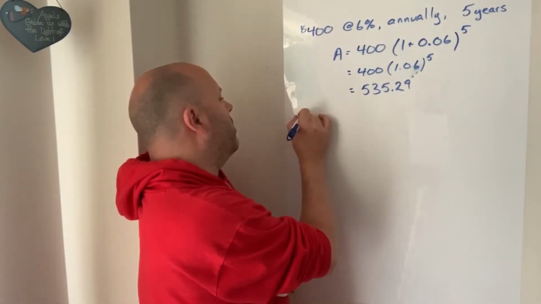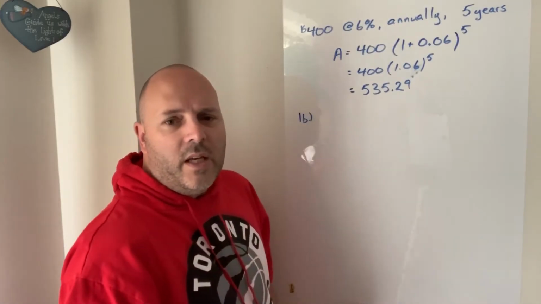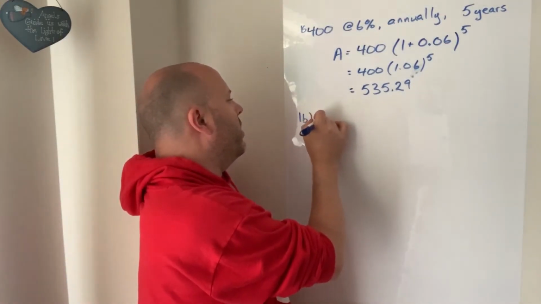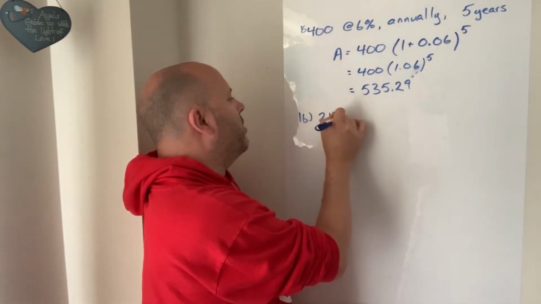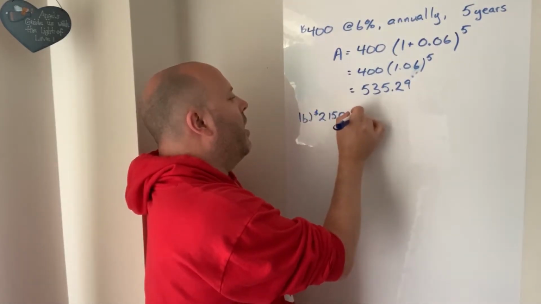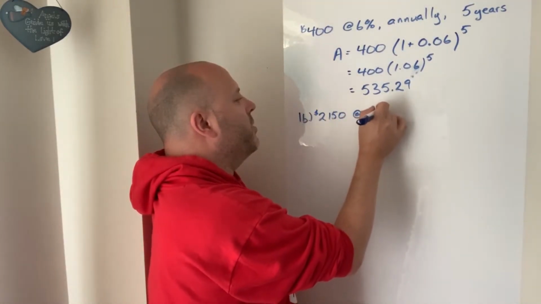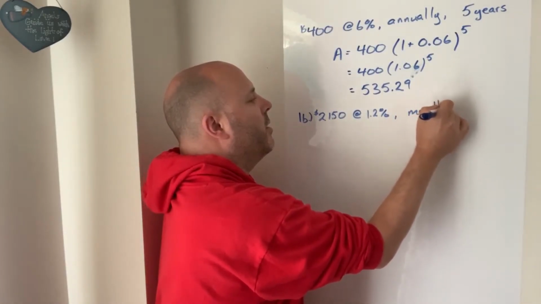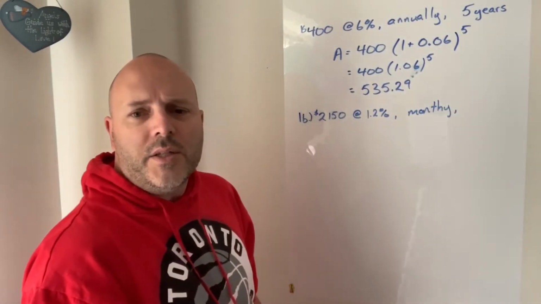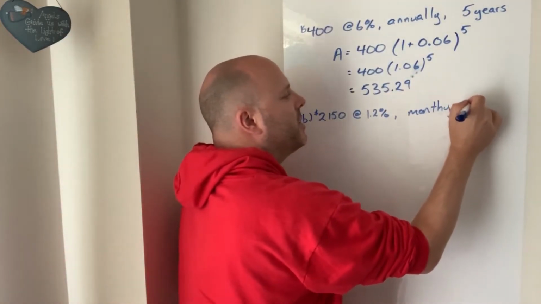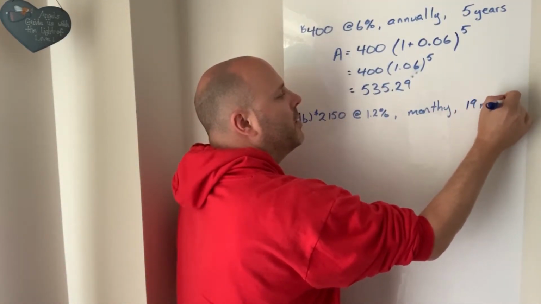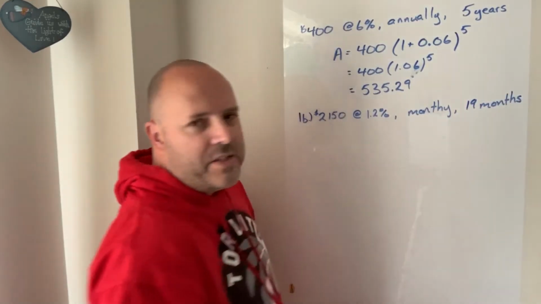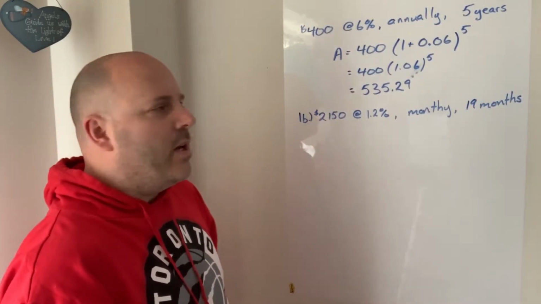This one is $2,150 at 1.2% compounded monthly. And how long is this one? For 19 months. That's all the important information we need to make the calculation.